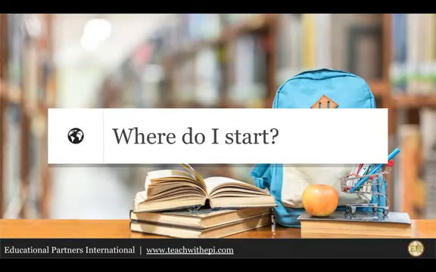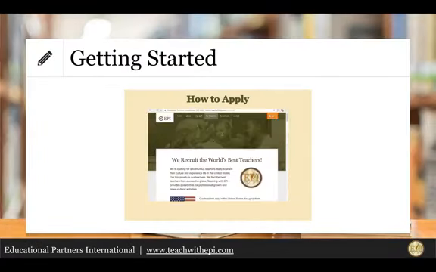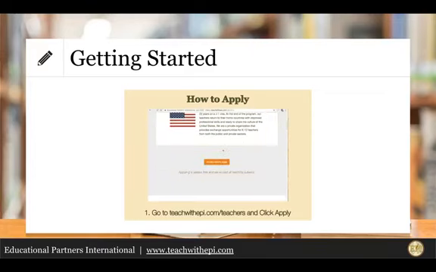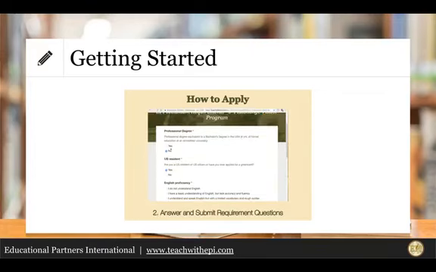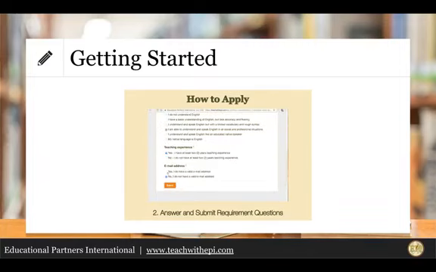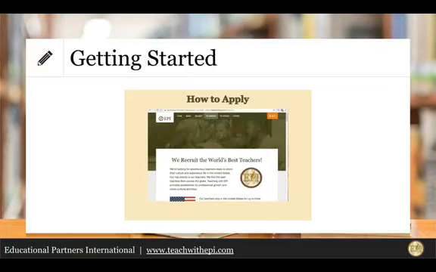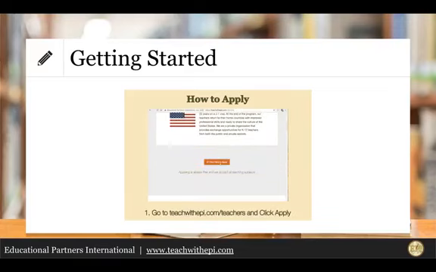So you have read about EPI and our requirements, and you have decided that you do want to apply to teach in the USA with Educational Partners International. Well, how do you get started? So the first step is to go to our website, teachwithepi.com/teachers. Once you are there, you will scroll down until you see the big orange button that says click here to apply. Then you will need to answer some questions about your eligibility.